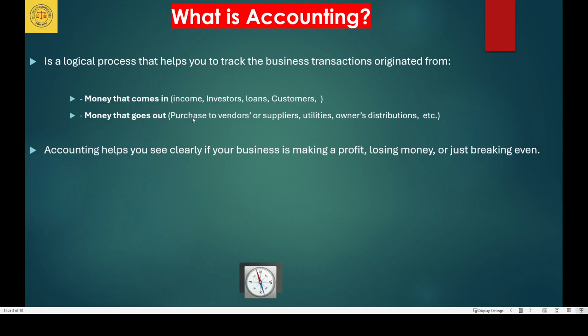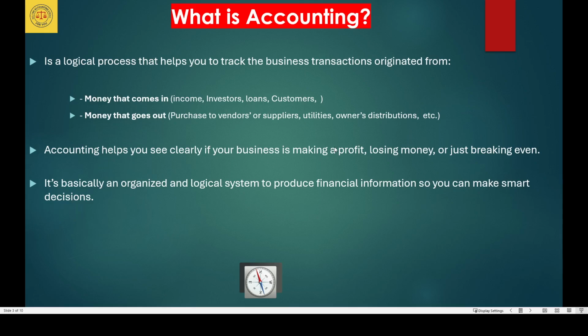Accounting helps you to see clearly if your business is making a profit, losing money, or just breaking even. If you don't have an accounting system, you don't know accurately what your position is. It is basically an organized and logical system to produce financial information so you can make smart decisions.